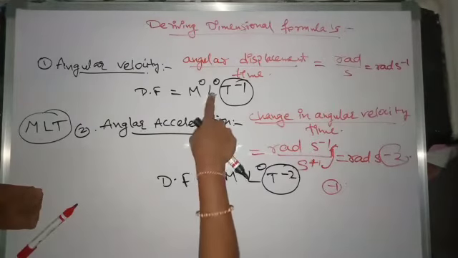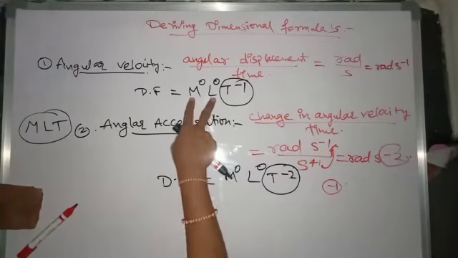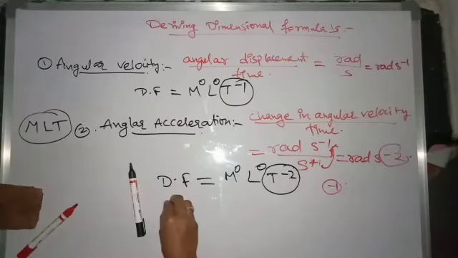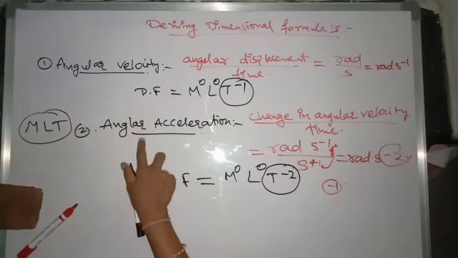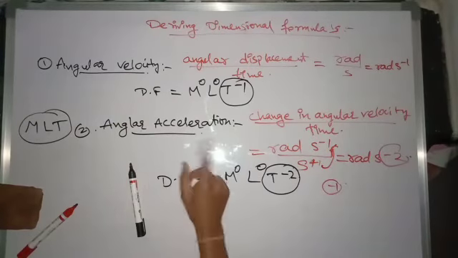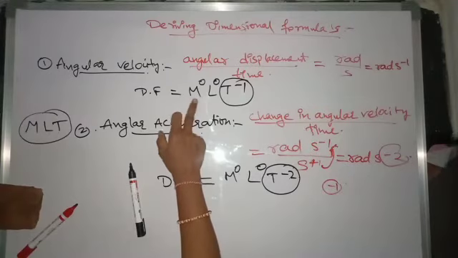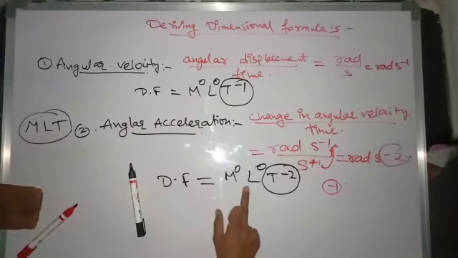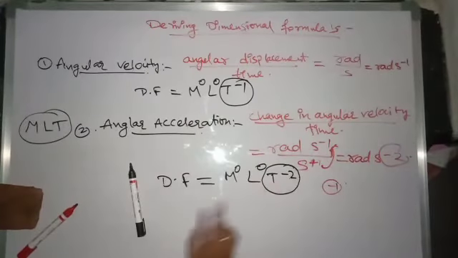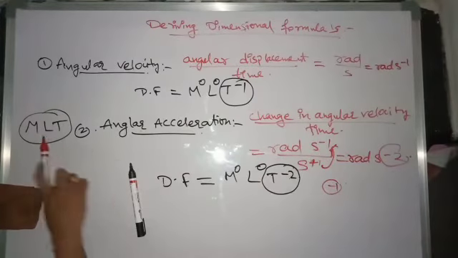The question for the ECET exam is: coming to the dimensional formula, what are the similarities for angular velocity and angular acceleration? The answer is they are the same in mass and length and different in time T.